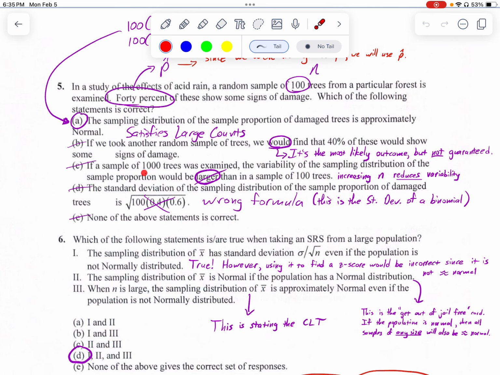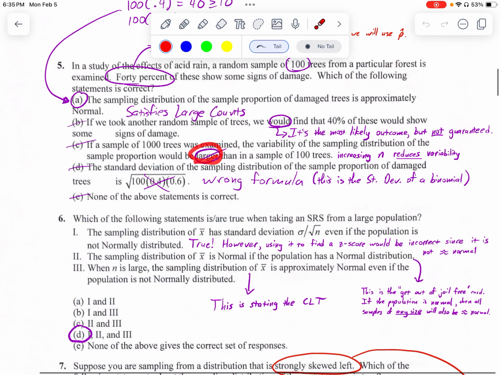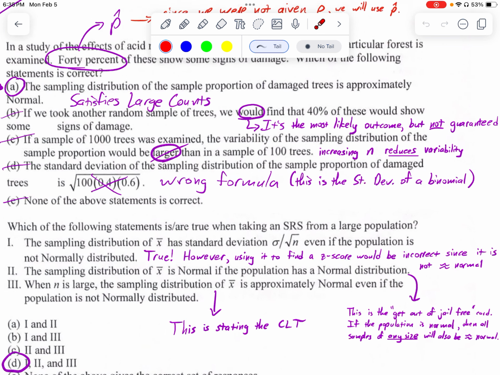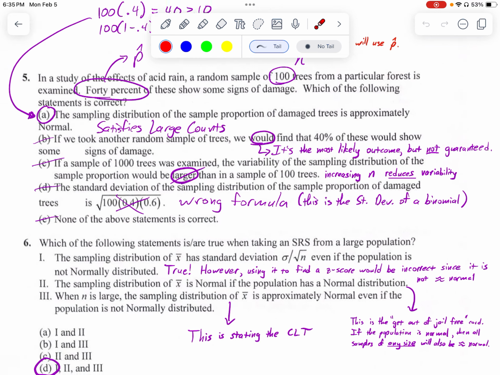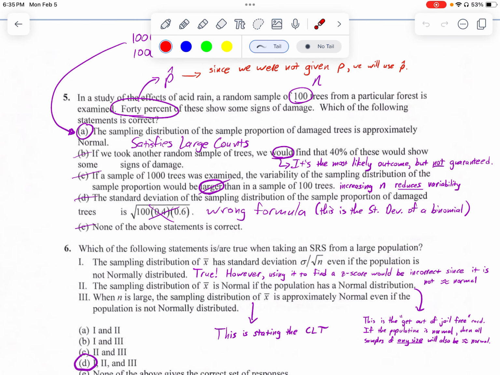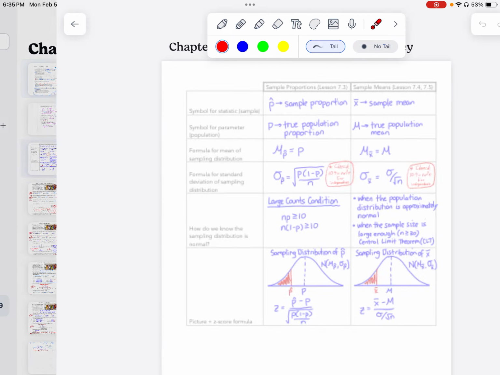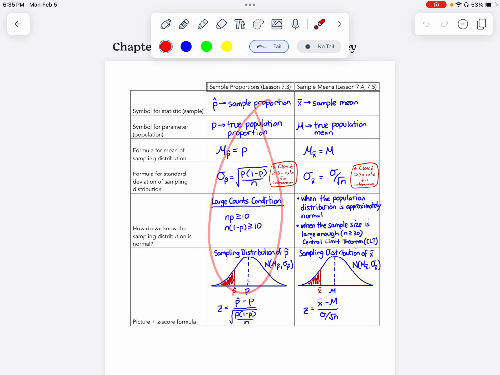C, if we did a sample of 1,000 trees, so we're just upping the sample size, the variability of the sampling distribution of the sample proportion would be larger than in the sample of 100 trees. I crossed off larger because it would be the opposite. If you increase sample size, you are reducing variability. And I'm really focusing on variability or standard deviation here. So let me look at the formula again. Here's your standard deviation formula.